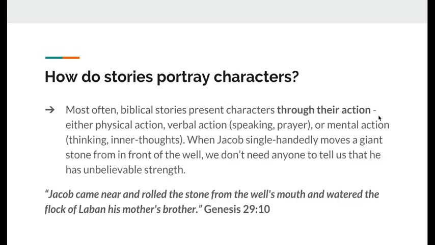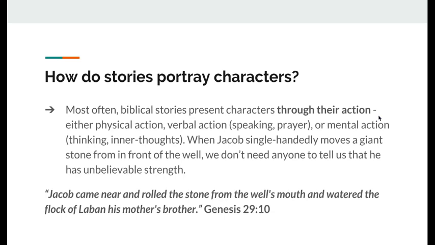Most often, biblical stories present characters through their actions, either physical action, verbal action, or mental action. Verbal action, speaking or prayer. Mental action, thinking or inner thoughts. When Jacob single-handedly moves a giant stone from in front of the well, we don't need anyone to tell us that he has unbelievable strength.